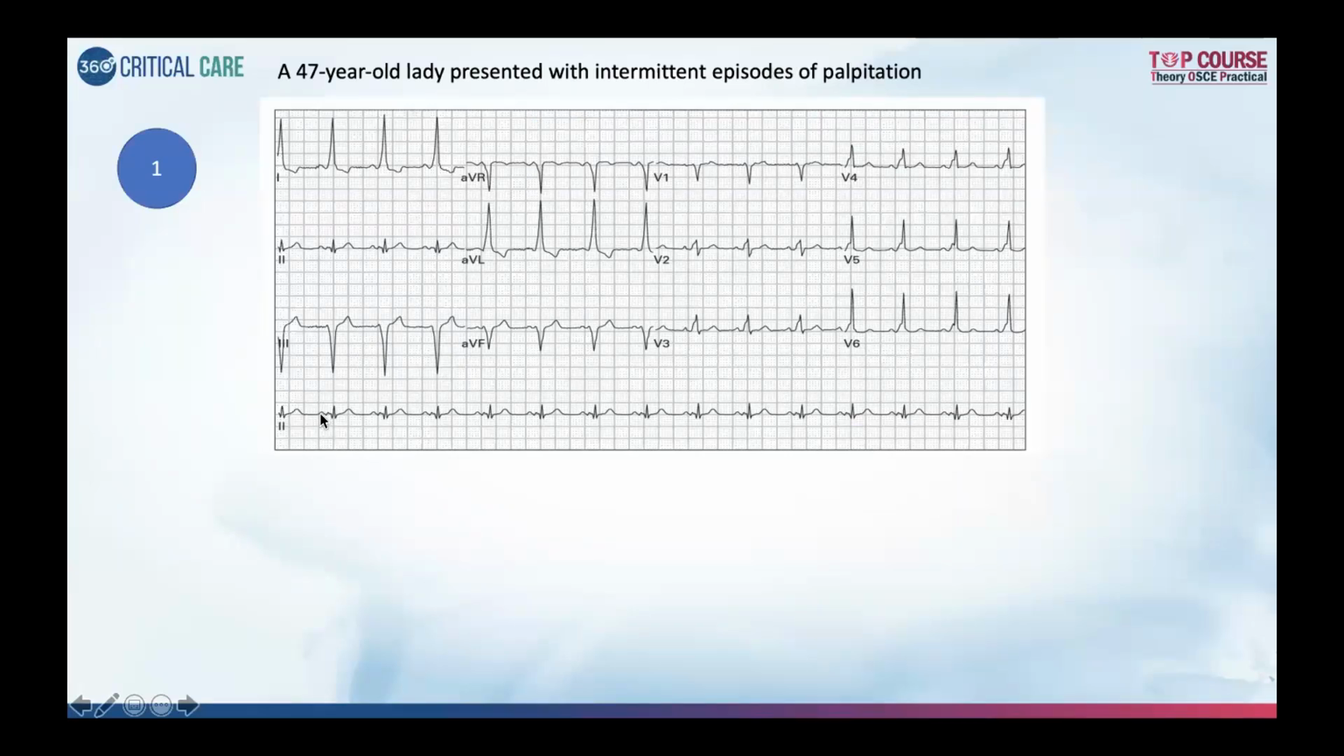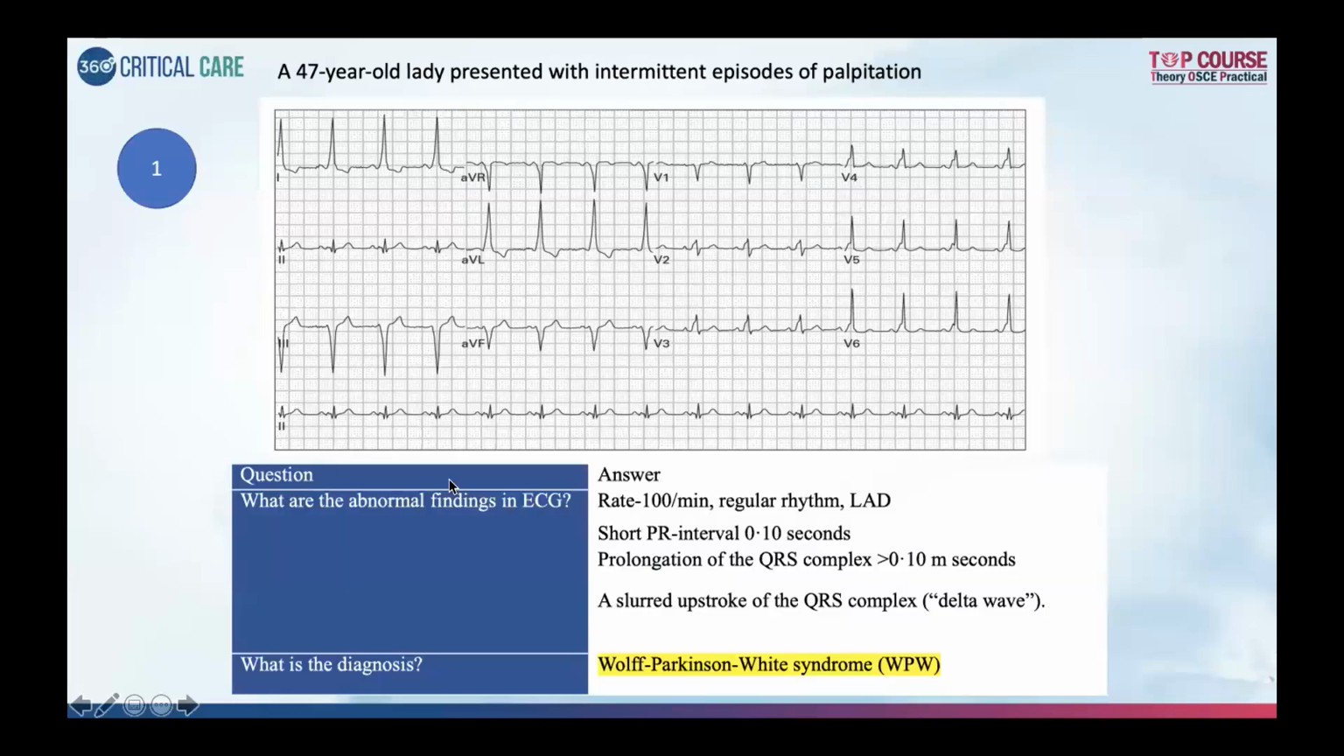Here the rate, I see large squares 3. So 300 divided by 3. So I have a rate of around 100. It's regular rhythm. In lead 1 I see a positive deflection, in AVF I see a negative deflection. So this is left axis deviation.